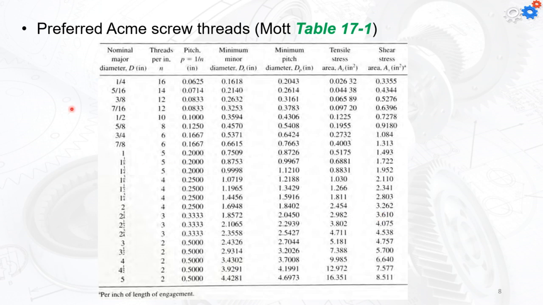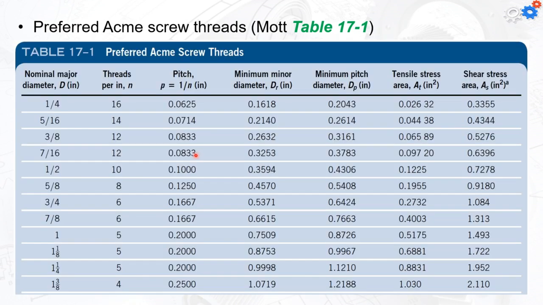You can see in the first column, we have the nominal major diameter in inches, the threads per inch, or what we call the pitch value, which is 1 over N, the minimum minor diameter, the minimum pitch diameter, the tensile stress area, and the shear stress area. They are all in inches. We have the metric standard for that. Now for the new book, you can see that the table is almost the same: nominal major diameter, the threads per inch, the pitch value, the minimum minor diameter, the minimum pitch diameter, tensile stress, and the shear stress.